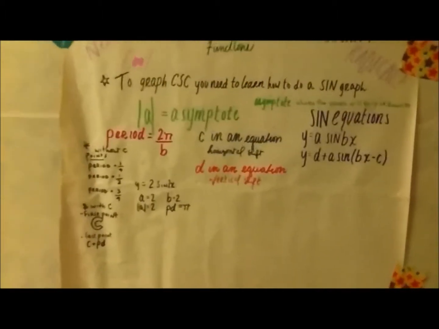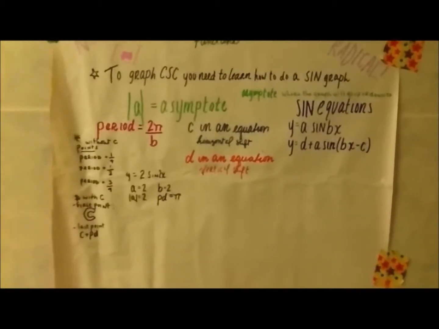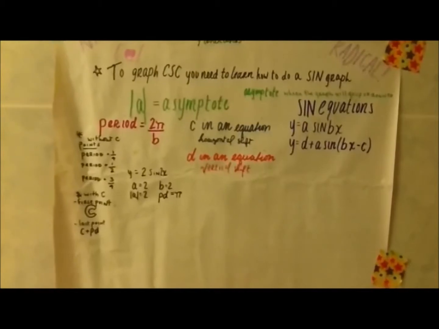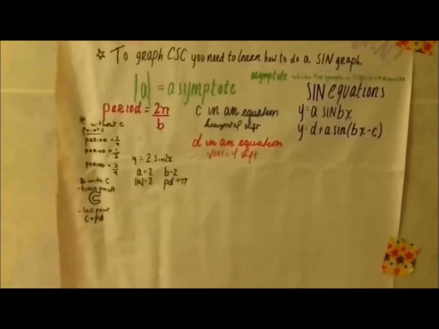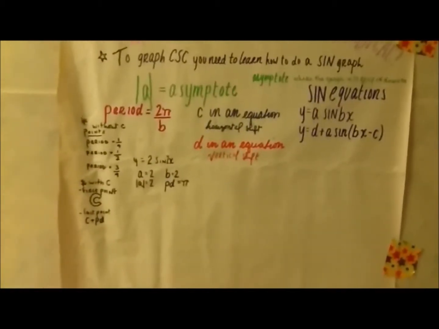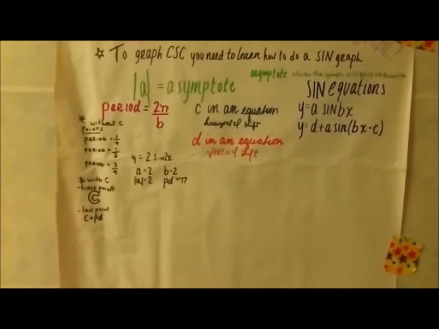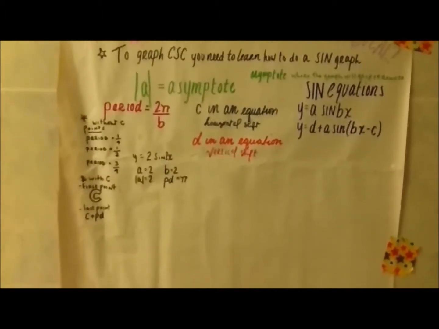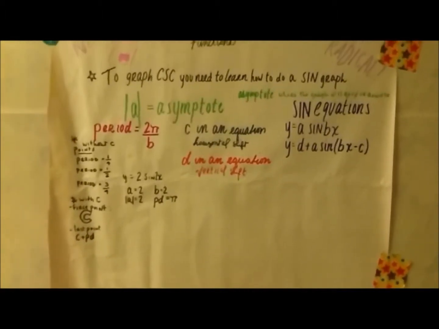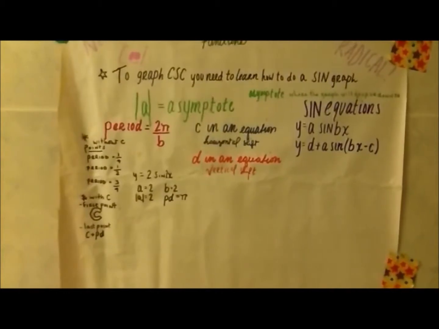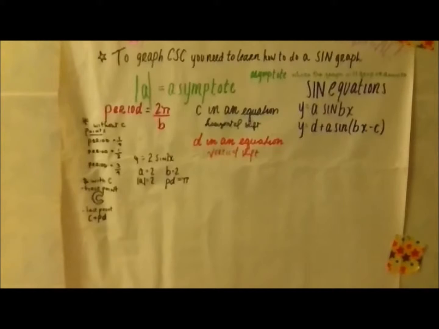So we're going to start with a sine equation just to get you started. The equation I have right down here is y equals 2 sine of 2x. The a is 2, therefore the absolute value of a is 2. B is also 2. Note that it is beside the x, that's where the b is always found. The period, which I'm going to explain how to find right now, is pi.